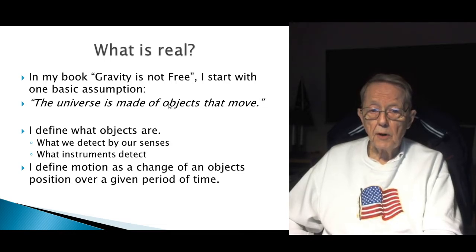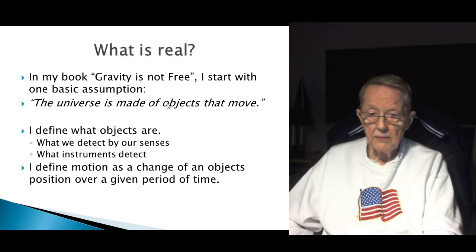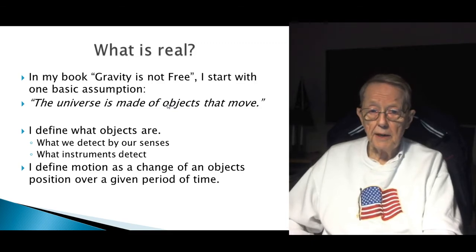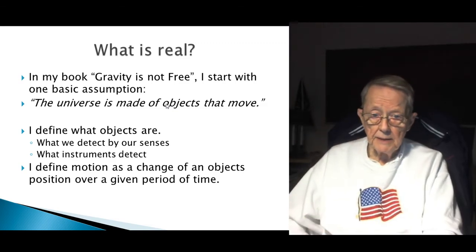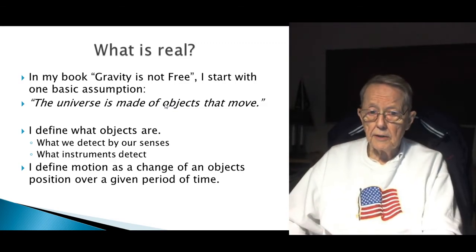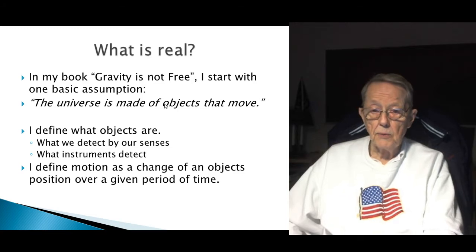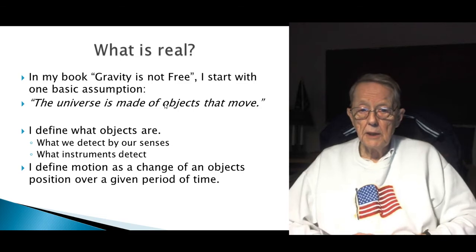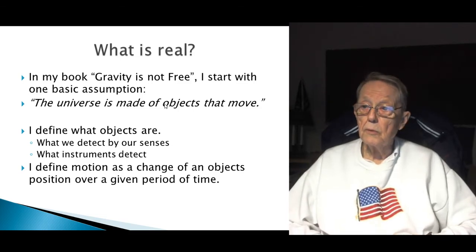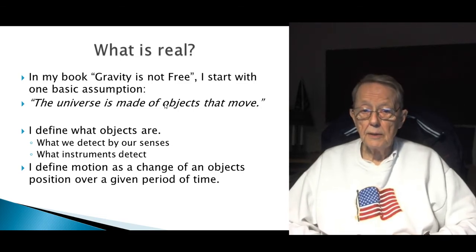But one category is what we detect by our senses. We detect the earth, moon, stars. We detect water. We detect atmosphere. I can feel it as I wave my hand. We can also detect what is real with instruments. A simple example is a microscope and a telescope. We can't see some of these things without the aid of these instruments. But when we do, we can say these things are real.